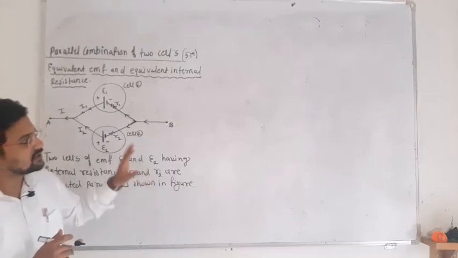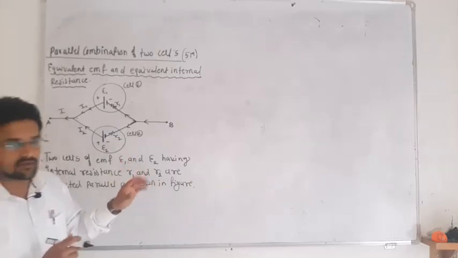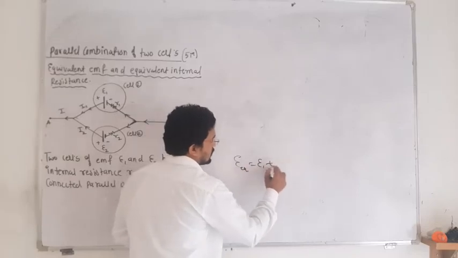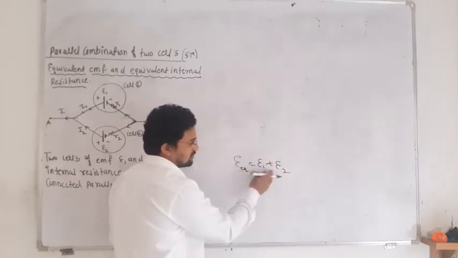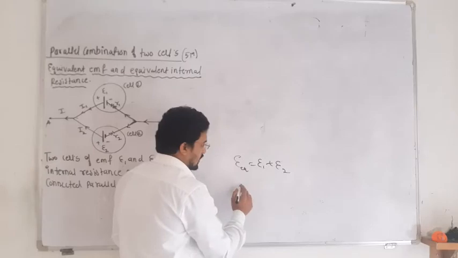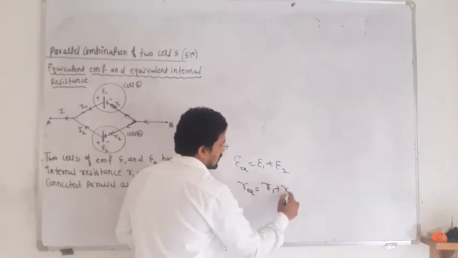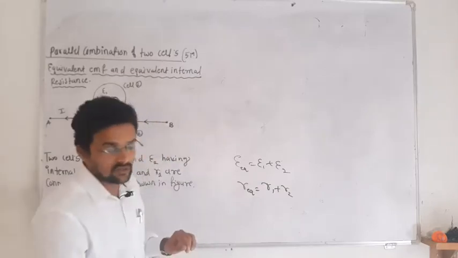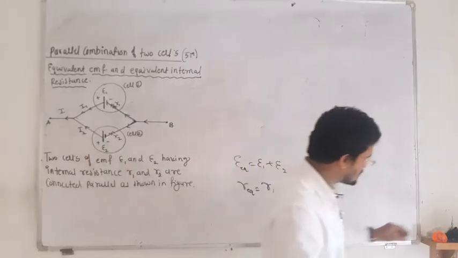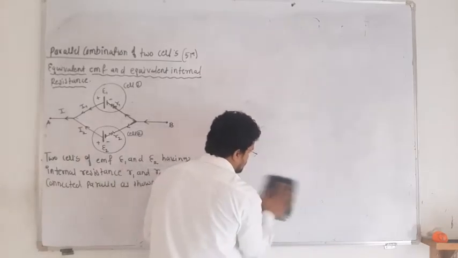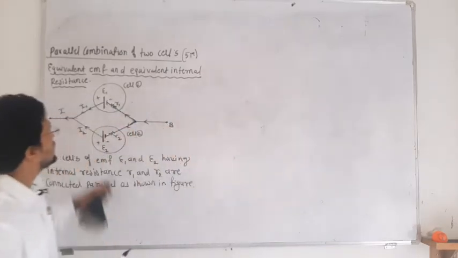In the last video we saw the series combination of the cells and derived the equivalent effective EMF. The final answer we got is E equivalent is equal to E1 plus E2, the sum of the EMF of the two cells, and R equivalent is R1 plus R2. So the series combination is over. Now we will see when the two cells are connected in parallel.